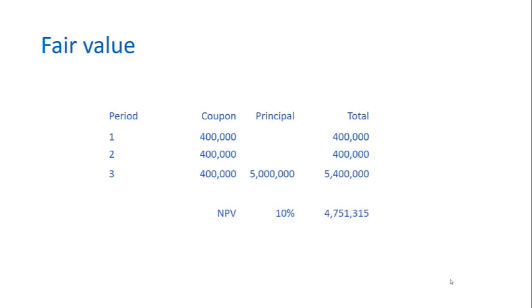The first two are the coupon payments, $400,000 each year, and the third payment is the principal plus the third period coupon, $5.4 million. If we discount that at 10%, we see that we have a net present value and a fair value of the liability of $4.751 million.